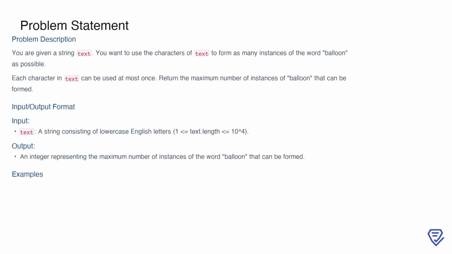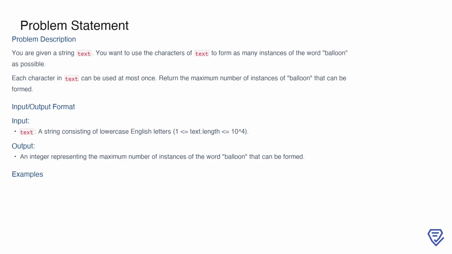In this problem, we are tasked with determining how many times we can form the word balloon using the characters from a given string called text. Each character in text can only be used once, which means we need to calculate how many complete instances of balloon can be constructed using the available letters. The input will be a string of lowercase English letters, with a length between 1 and 10,000. The output we need to provide is an integer representing the maximum possible instances of balloon that can be formed from the input string.